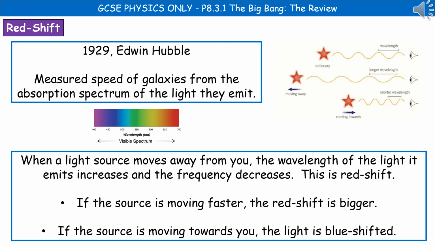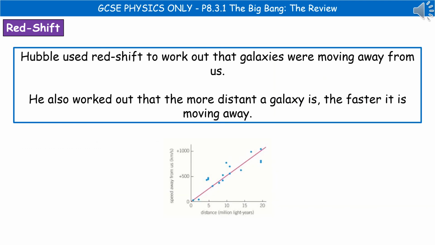Now, because all of the galaxies that we looked at were demonstrating this redshift, that told us that they were moving away from us, because the wavelength of the light was being increased and therefore shifted to the red end of the spectrum. And if we've got a source that's moving faster, we just get a bigger redshift. So from the work that Hubble did, he used redshift to work out that all of these galaxies that he was observing were moving away from us. And he also noticed that the more distant the galaxy was to us, the faster it was moving away.